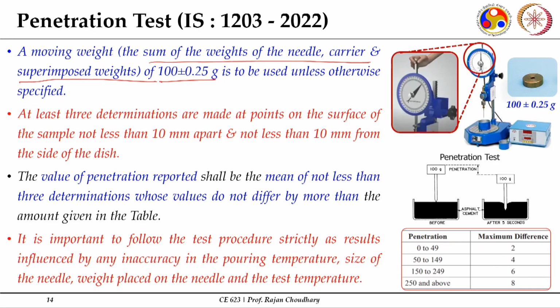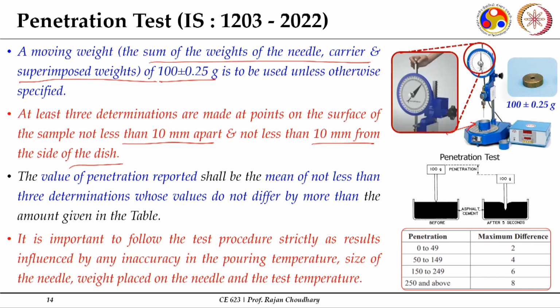And we make multiple readings. Not a single reading is taken. This is in this particular cylindrical measure. When you are going to take these measurements of penetration, at least 3 repetitions have to be done, and it says that they should be at least 10 mm apart and 10 mm from the side of the dish. So, these are the requirements, and the temperatures which are to be ensured.